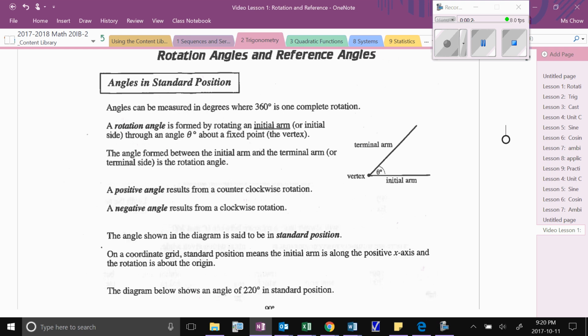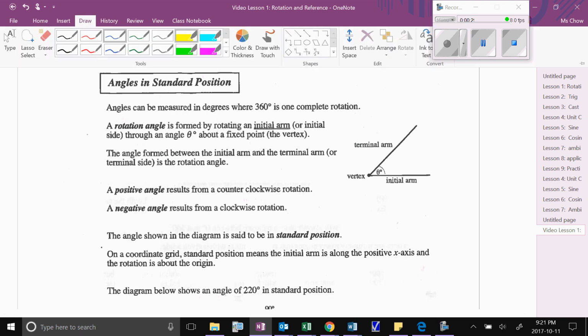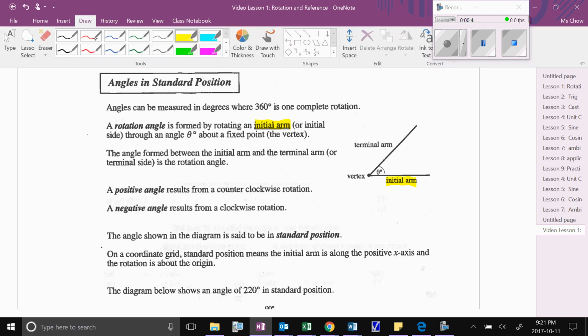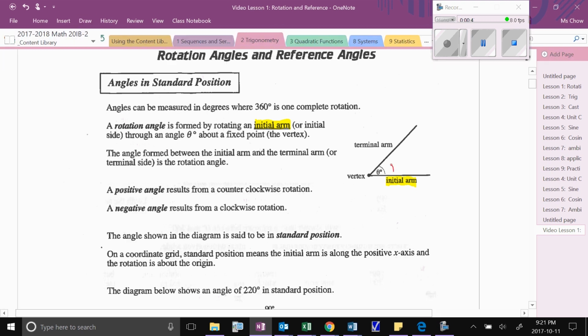Where does the rotation start? So we're always going to be starting with an initial arm. And the initial arm, usually we'll put that on the positive x-axis, and the angle will be rotating in a counterclockwise direction. So you can see theta, and it is the terminal arm that is moving, so that's where the angle essentially finishes. And the vertex is our fixed point, which we're rotating about.